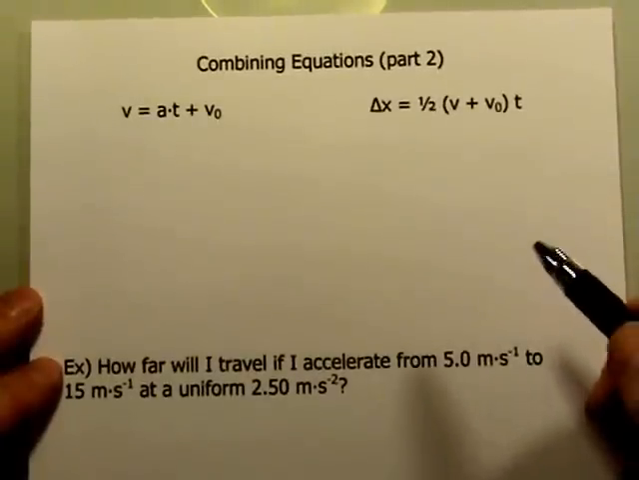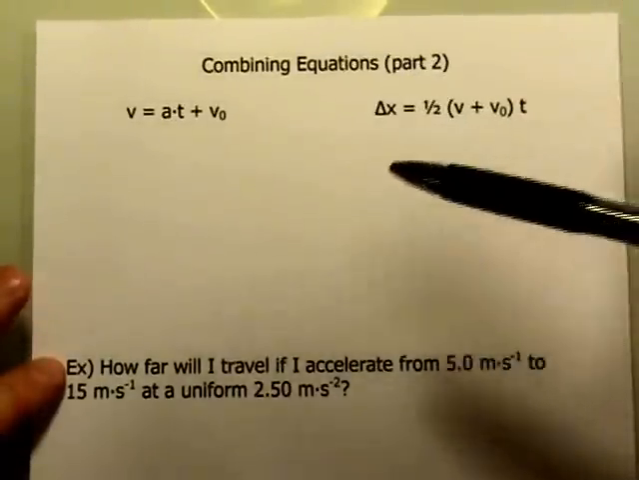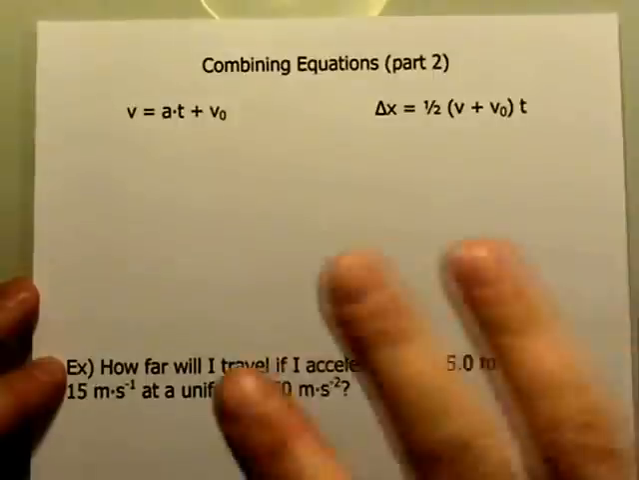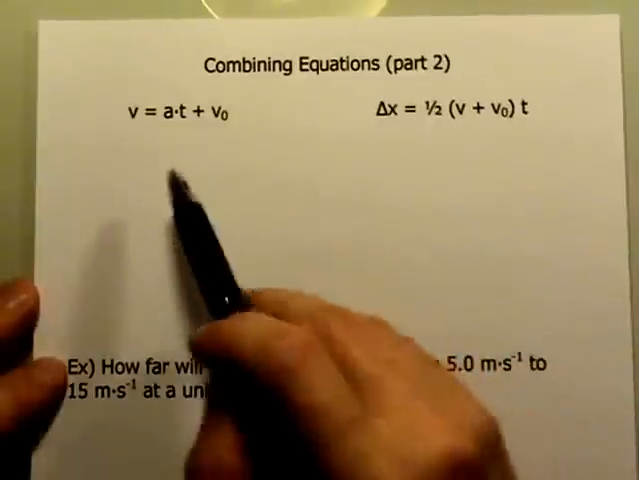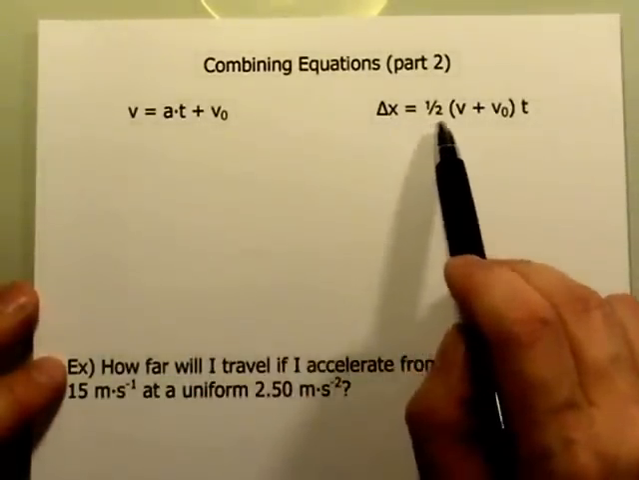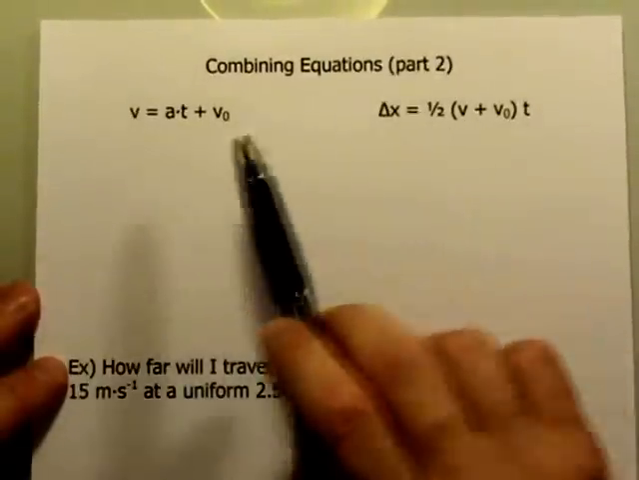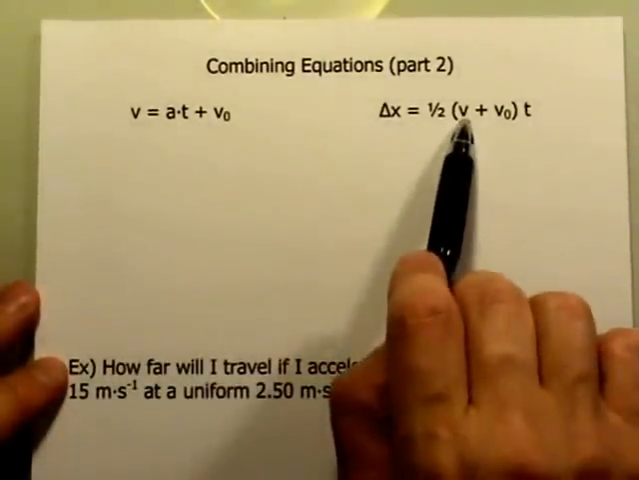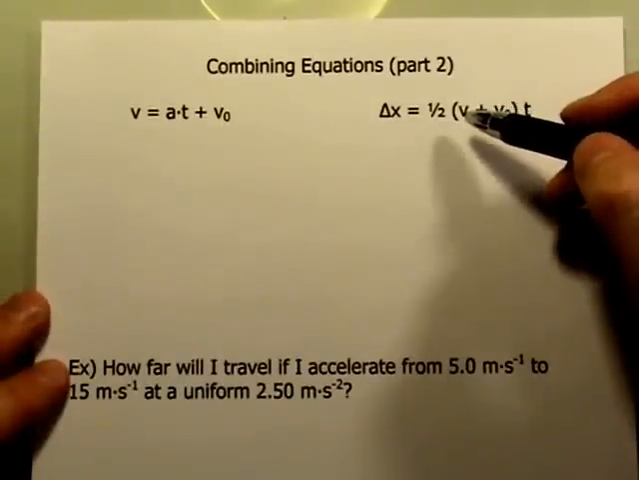Okay, and so now we're going to look at part 2 of combining the equations, and this is going to produce our final equation. There are 4 common acceleration equations. We've already got v equals at plus v naught. We've got delta x equals 1/2 (v plus v naught) t. We just derived a formula by combining, substituting the v to come up with a new equation, delta x is 1/2 at squared plus v naught t.